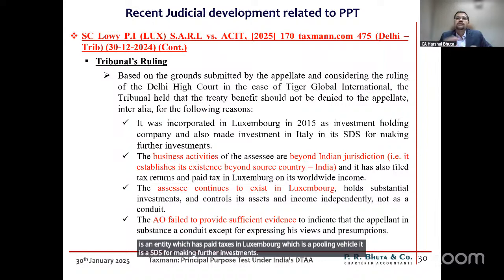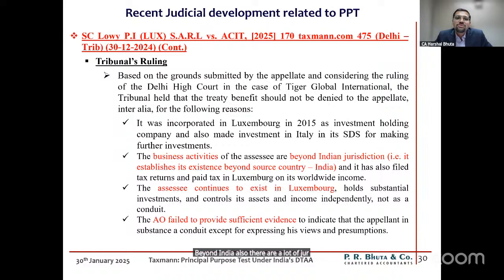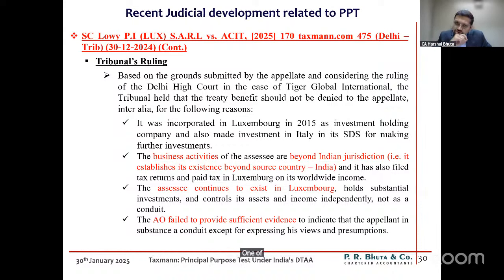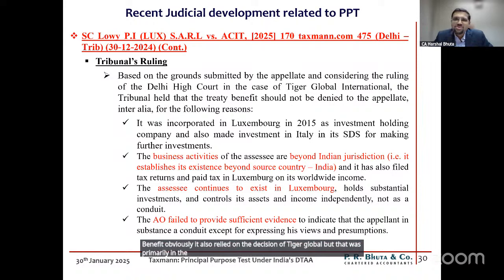Beyond India also, there are a lot of jurisdictions where they have made investments. So therefore, one of the principal purposes was not taking the India Luxembourg benefit. Obviously, it also relied on the decision of Tiger Global, but that was primarily in the case of TRC. Tiger Global had mentioned a lot about TRC, LOB, etc. And also about GAAR. There it had mentioned that GAAR can actually come into play after satisfaction of LOB.